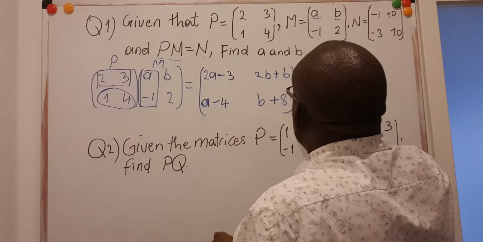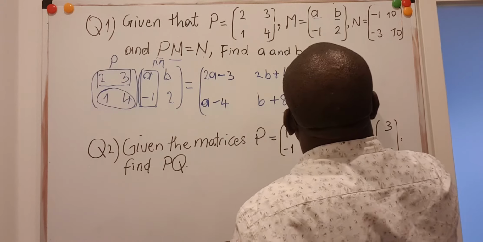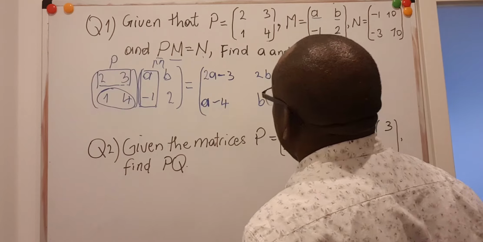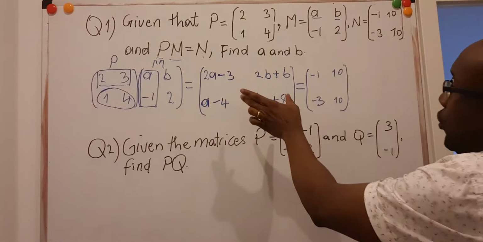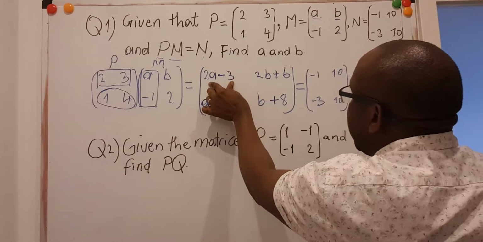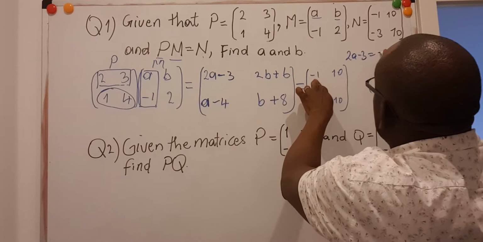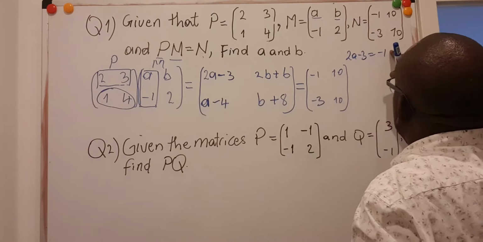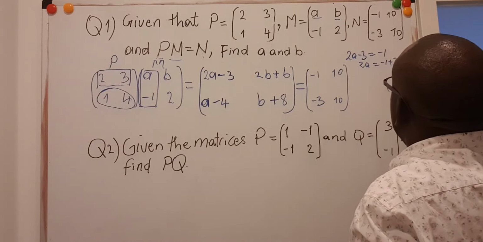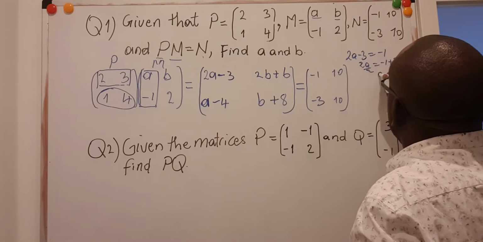But we have been told that this is equal to N. So I'll put N there, minus 1, 10, minus 3, 10. 2 matrices are only equal if their corresponding elements are equal. So this must be equal to minus 1. That means 2A minus 3 is equal to minus 1. If I take minus 3 to this side, it becomes plus 3. So I get 2A is equal to minus 1 plus 3, and that is 2. If I divide both sides by 2, then this cancels. A is equal to 1.